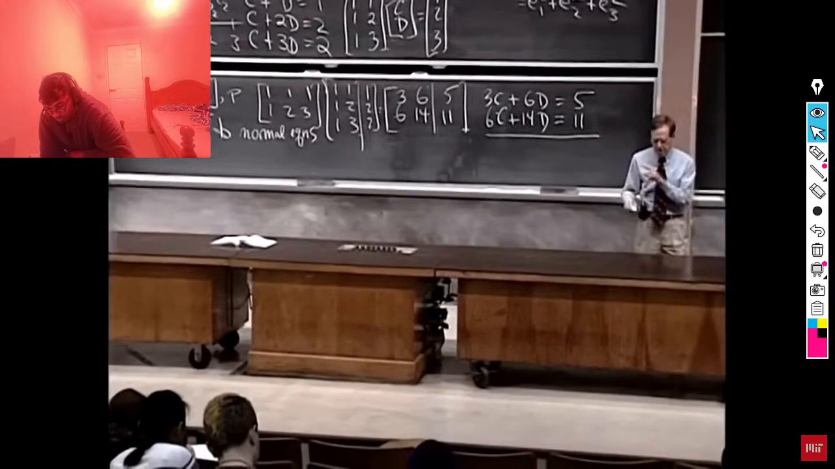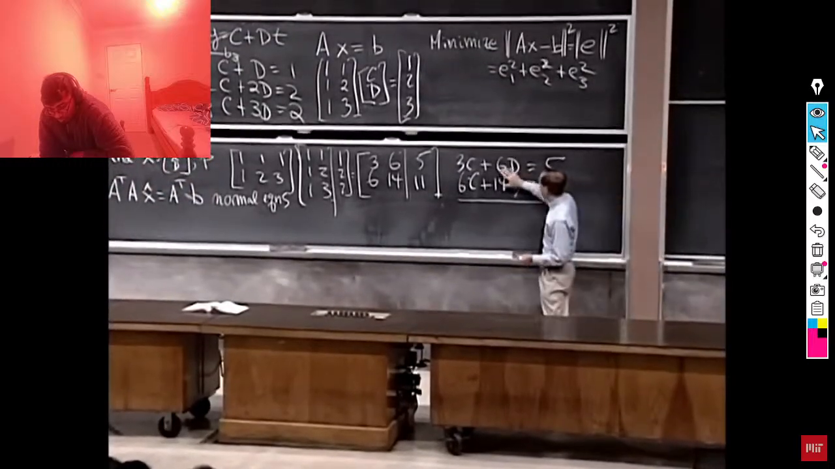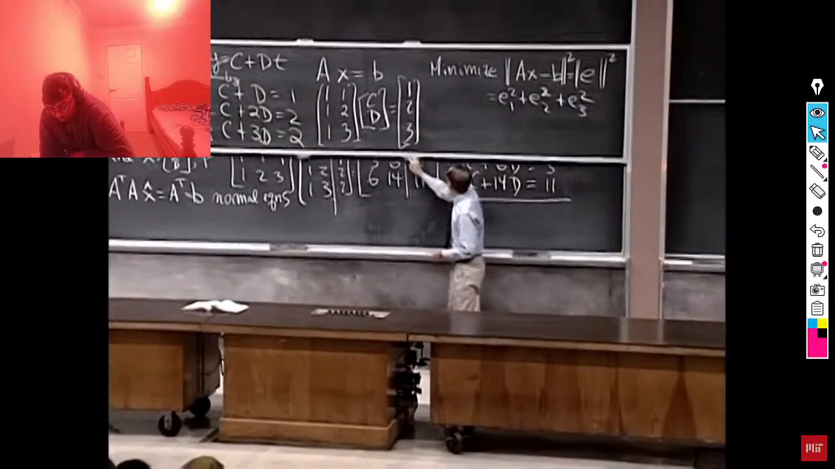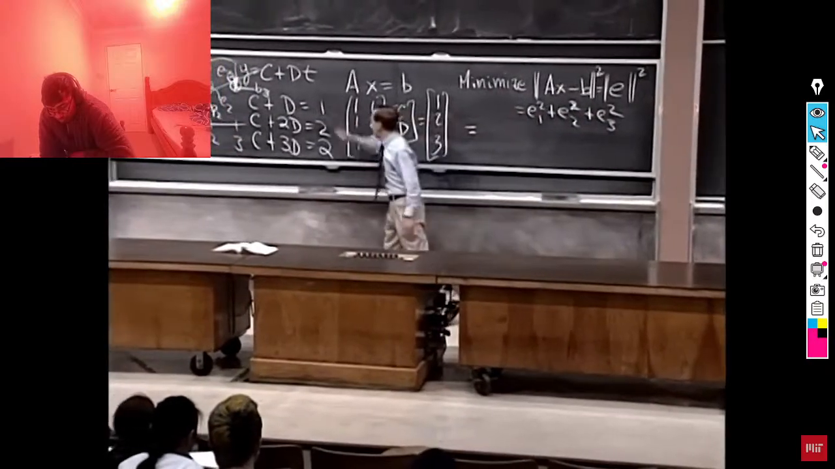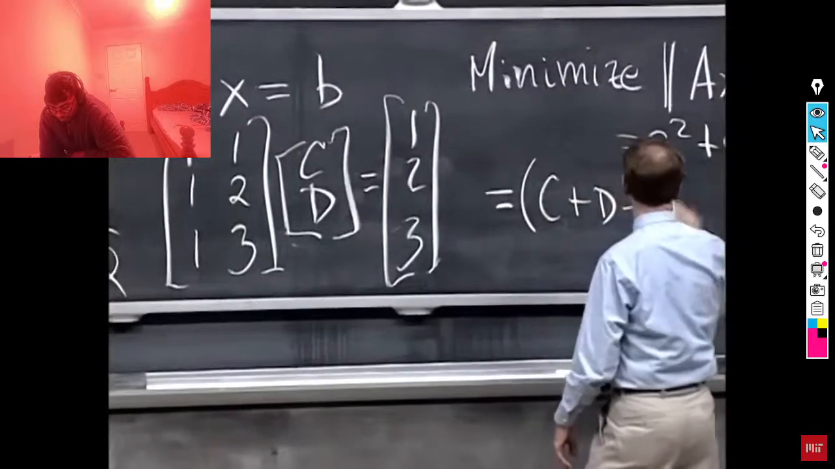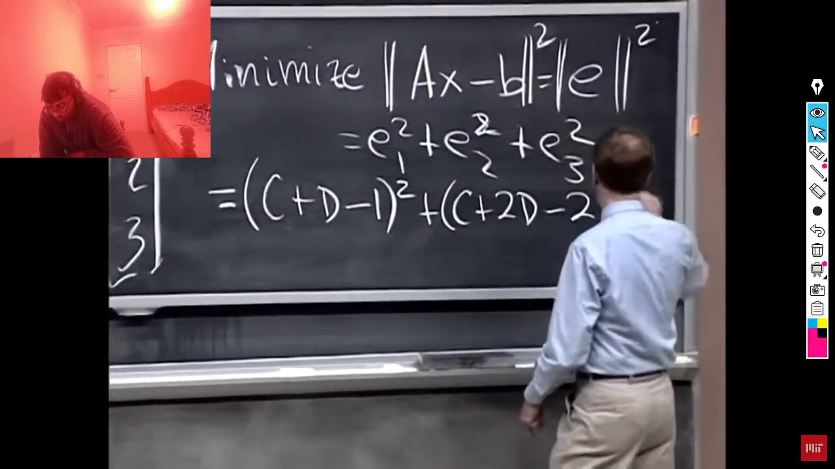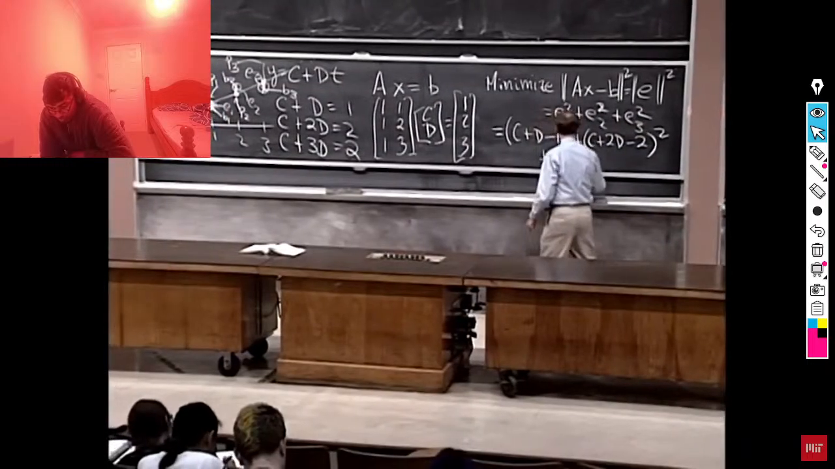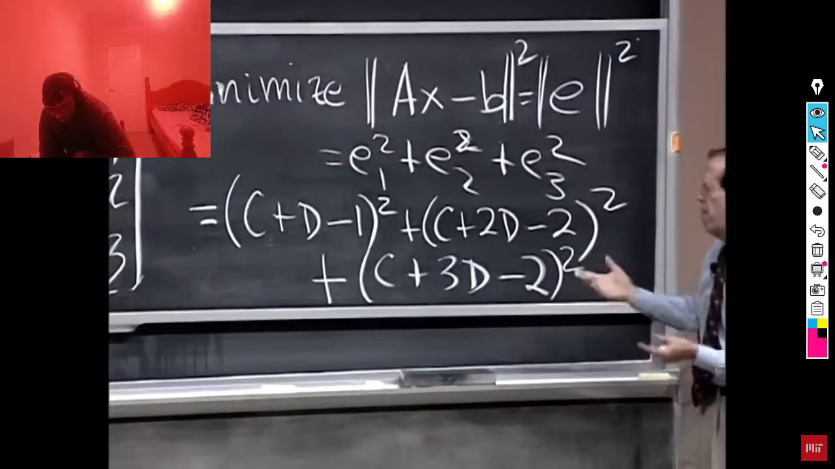Before I solve them, could I do one thing that's just above here? I'd like to find these equations from calculus. I'd like to find them from this minimizer. So what's the first error? The first error is what I missed by in the first equation. C plus D minus 1, squared. And the second error is what I missed in the second equation, C plus 2D minus 2, squared. And the third error squared is C plus 3D minus 2, squared. That's my overall squared error that I'm trying to minimize.